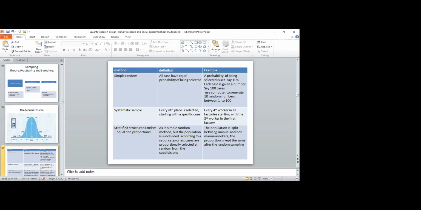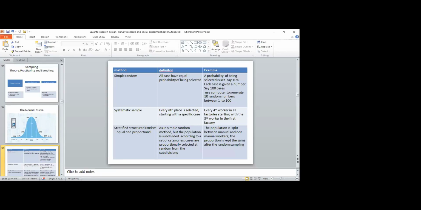How do you do it? The population is split between manual and non-manual. In your case, you can split it between rain-fed farmers and irrigated farmers. Then you get the same amount of rain-fed farmers and irrigated farmers. Then you can have random sampling for both. Okay? You can split that.